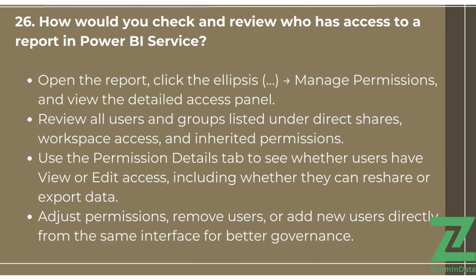26th question. How would you check and review who has access to a report in Power BI service? Open the report, click the ellipsis, then Manage Permissions, and view the detailed access panel. Review all users and groups listed under Direct Shares, Workspace Access, and Inherited Permissions. Use the Permission Details tab to see whether users have view or edit access, including whether they can reshare or export data. Adjust permissions, remove users, or add new users directly from the same interface for better governance.